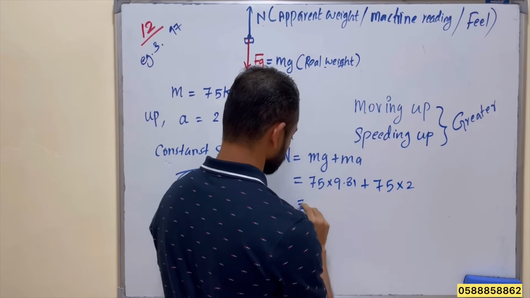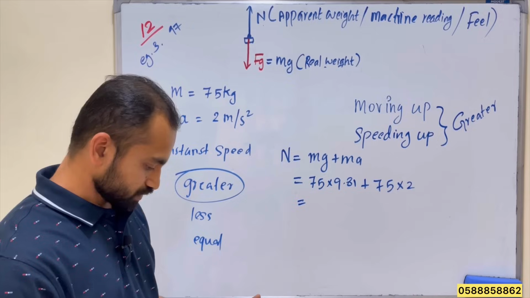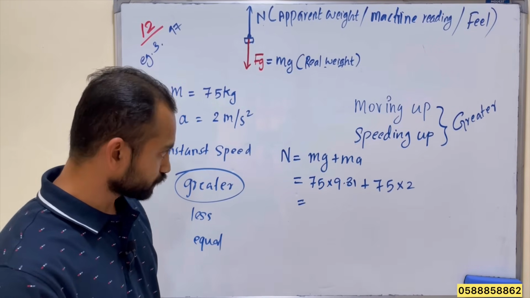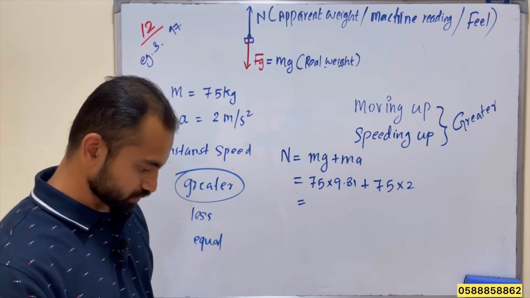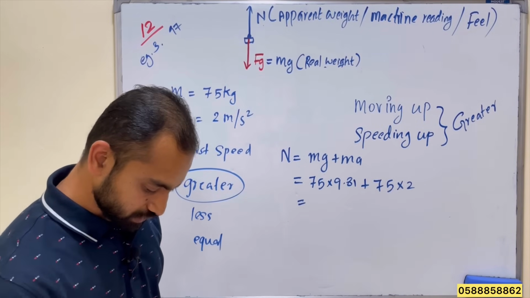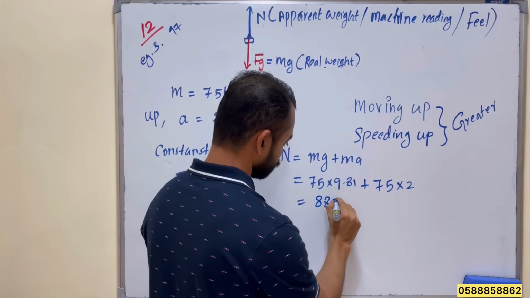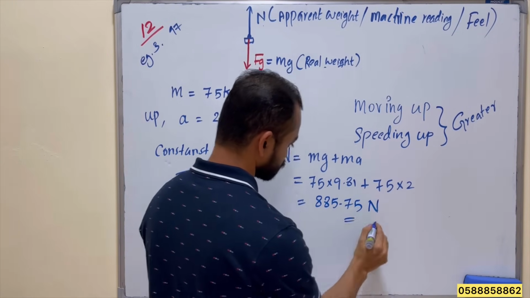So mg plus ma: m is 75 kilogram, g is 9.81, plus m again 75 kilogram, acceleration 2, right? So 75 multiplied by 9.81 plus 150, which equals 885.75 Newton, that is the apparent weight.